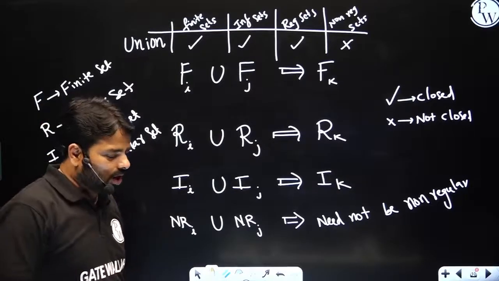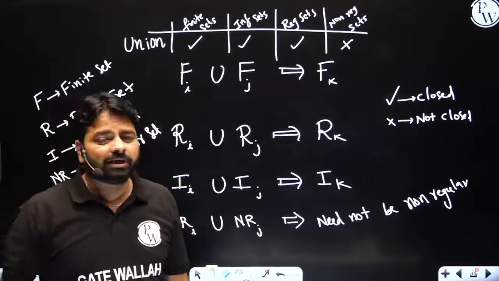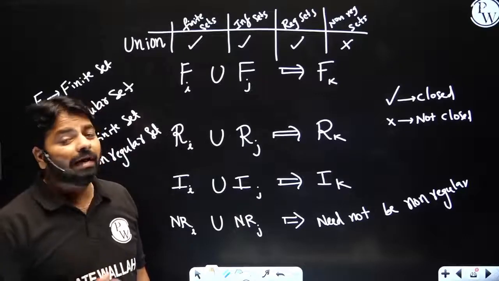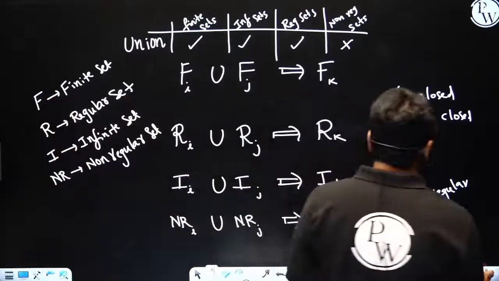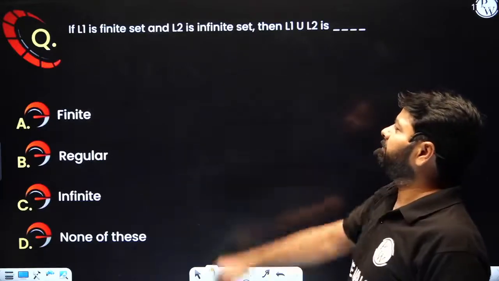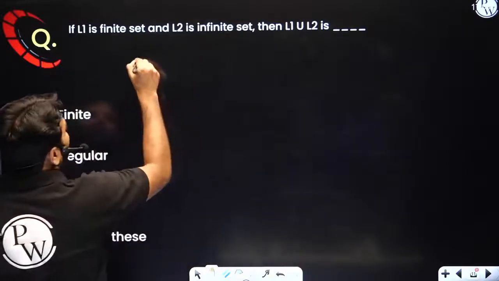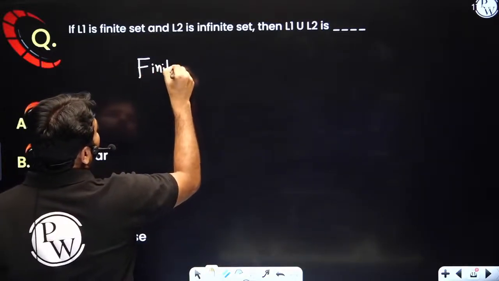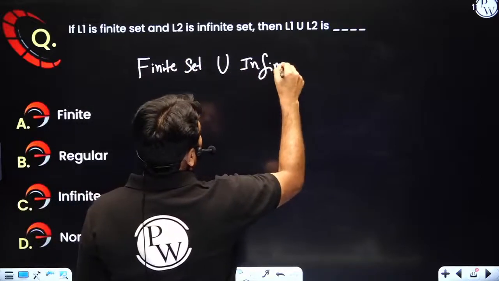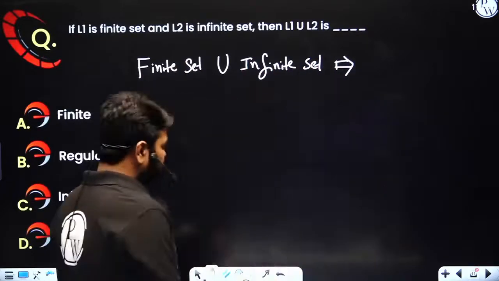Okay, so still there is a lot to learn about union. I have just explained very simple examples, and they are very important for the exam. Let's go into more detail about union. If L1 is finite and L2 is infinite, then what is the result? One language is given as finite, another language is given as infinite. Can you conclude it quickly? The result is what?